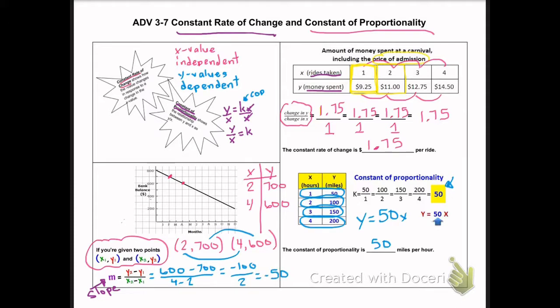Now let's see how that applies to this situation. We're talking about a bank balance, so dollars, compared to months. So if our slope, or if our constant rate of change, is negative 50, we wouldn't say we were losing negative $50. That negative is what indicates we were losing money. So we would say it's falling at a rate of $50 per month. And that would be our constant rate of change, or we could also identify that as our slope. And that is it for Unit 3, Lesson 7, and you're now ready for Practice 3-7.